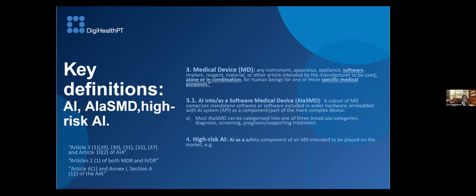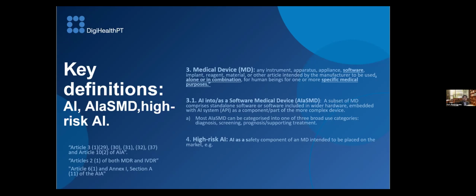Software as a medical device is a subset of medical device, standalone or embedded with other components, with hardware or not, only software or software and hardware. And AI can be embedded in this software as a component of this more complex product or device.